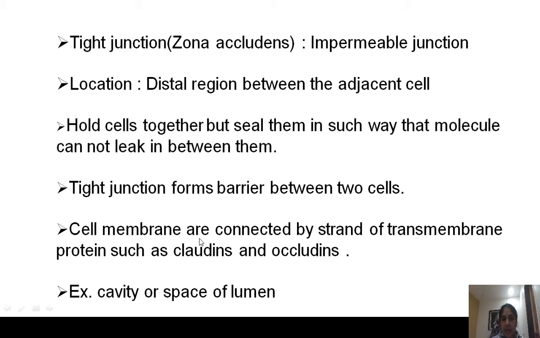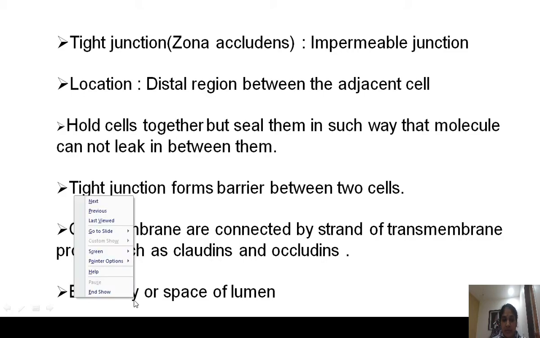Cell membranes are connected by strands of transmembrane proteins known as claudins and occludins. So here the transmembrane proteins, claudins and occludins, seal or interlock the cells in such a way that it forms a barrier. Through that barrier, no molecule or ion can pass. The example here is the cavity or space of a lumen.